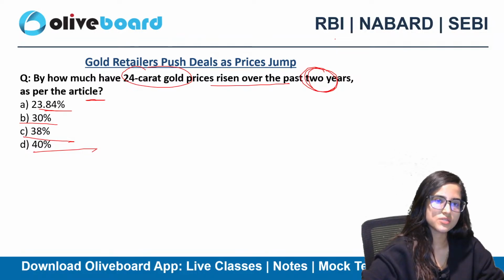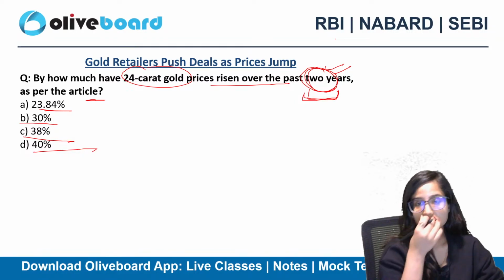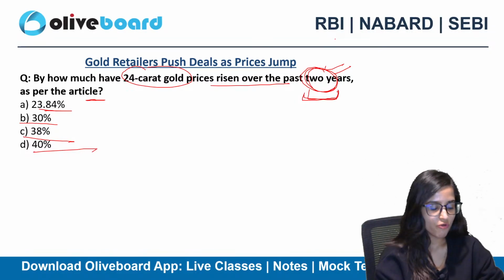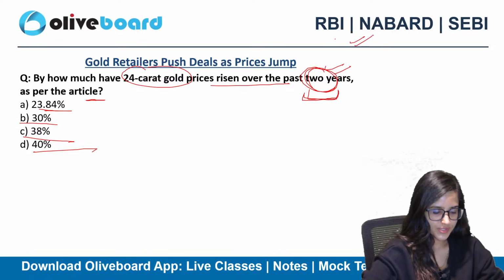Over the past 2 years, not only in the previous year. Again, read the question very, very carefully. This is where you are going wrong, you guys. You're just reading it blindly. They're asking over the past 2 years.